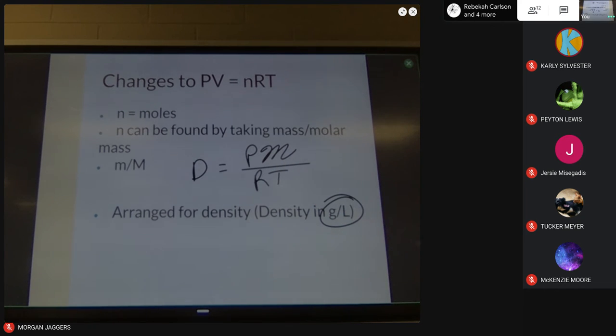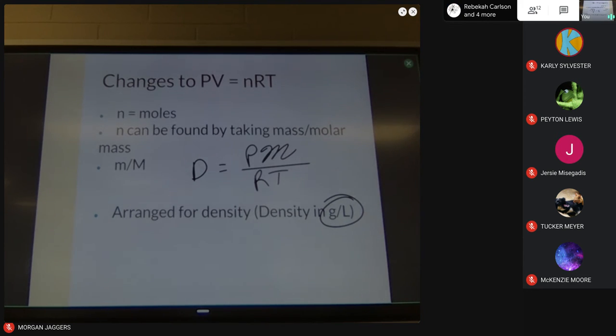The reason I'm giving you these is because it's going to make your life a little bit easier in calculating gas laws, so you don't have to do the algebra to find the equation within the equation. So three equations that you have: the original ideal gas law, the one that has mass and molar mass, and the one with density.